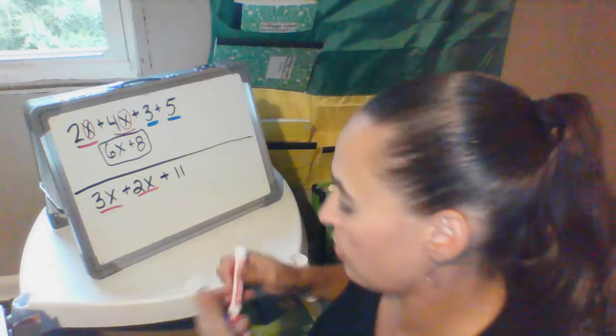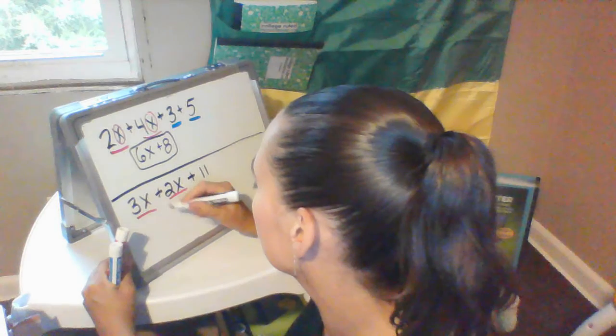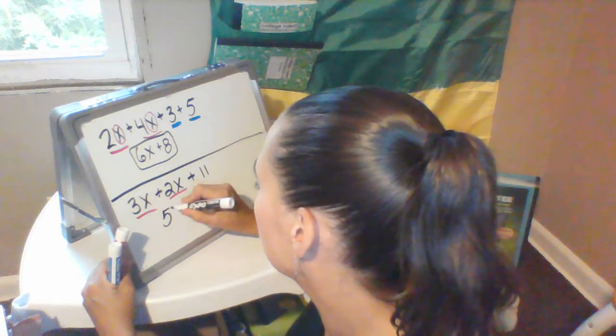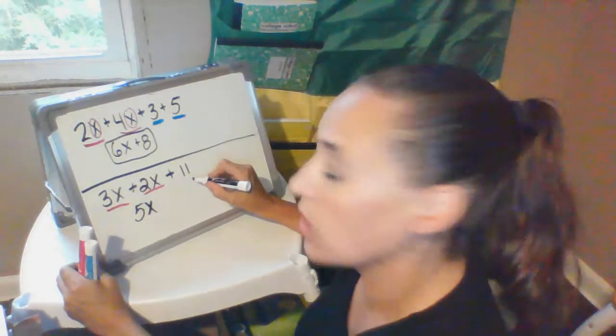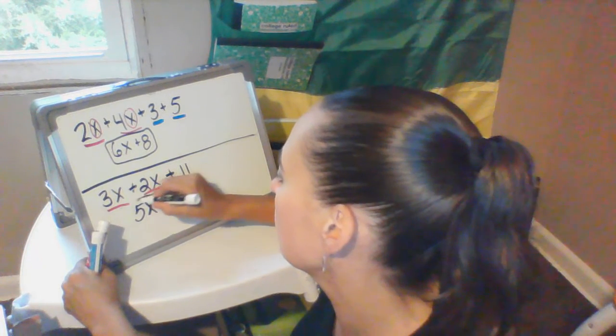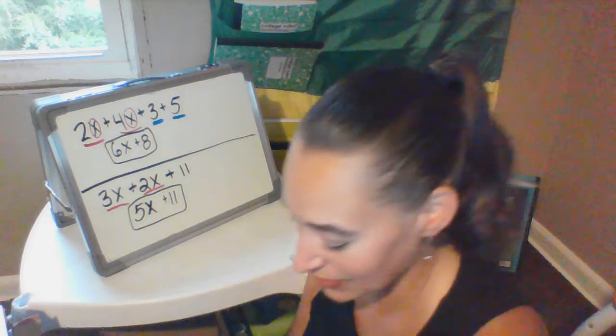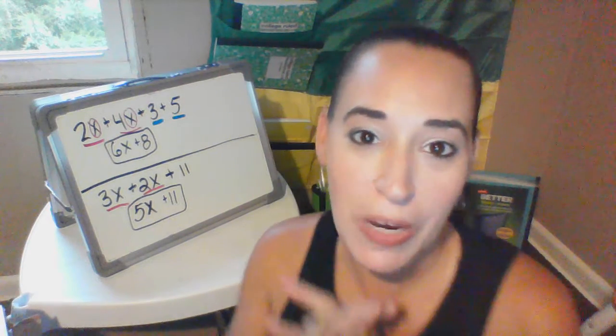All right. So 3 plus 2 is 5x. And then we only have our one constant of 11, so it would be plus 11. And we're all done.